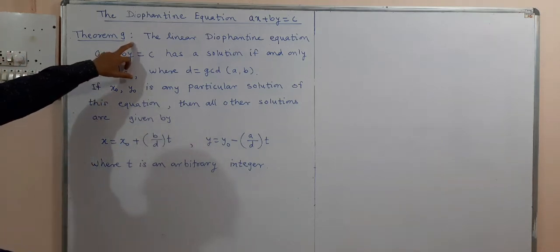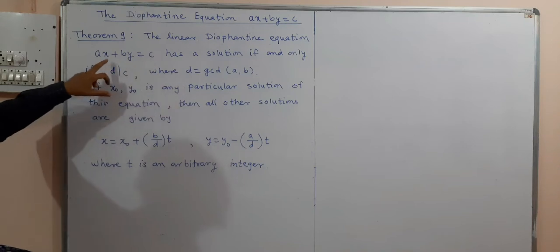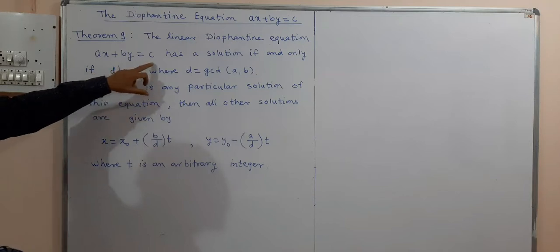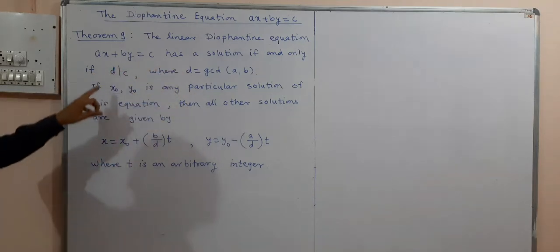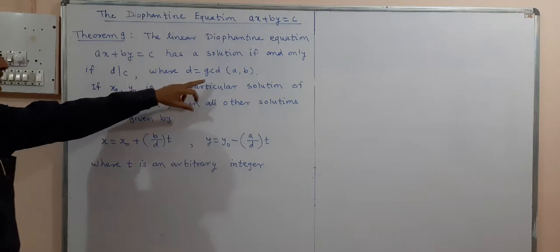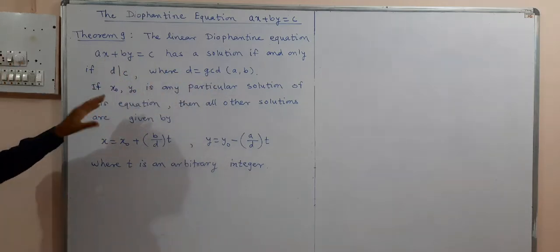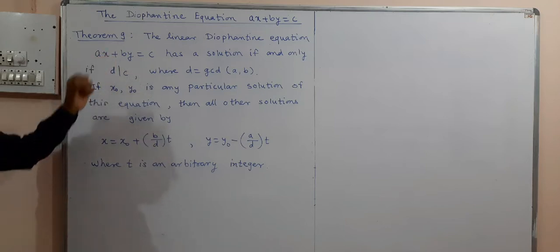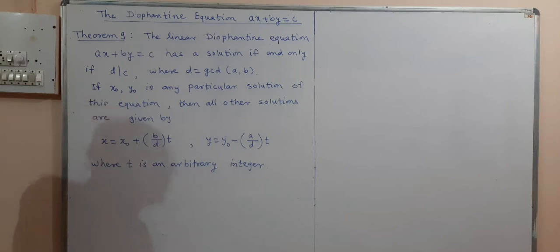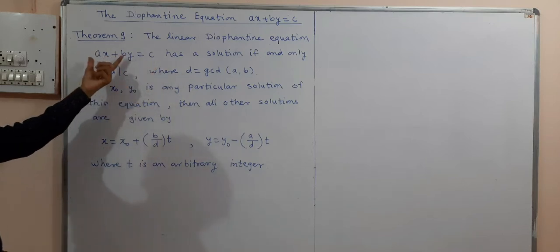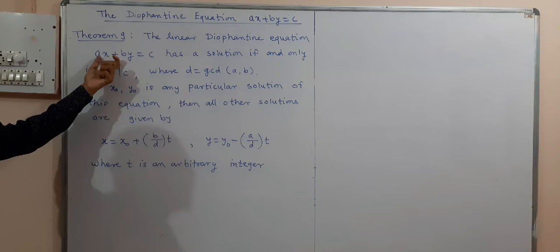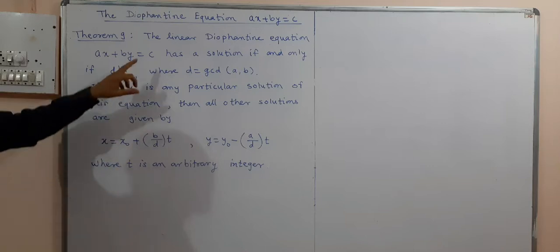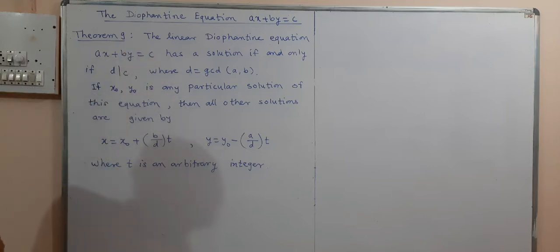And the theorem related to this is the linear Diophantine equation, this first degree equation, and therefore it is called linear. Ax plus by is equal to c has a solution if and only if d divides c, where d is the GCD of these two integers a and b. So that is the first part of the theorem. When this equation has a solution and when it does not have a solution, the condition is we have to consider the greatest common divisor of a and b, and if it is d, and if that d divides c, or c must be a multiple of d, then the solution exists, otherwise not.